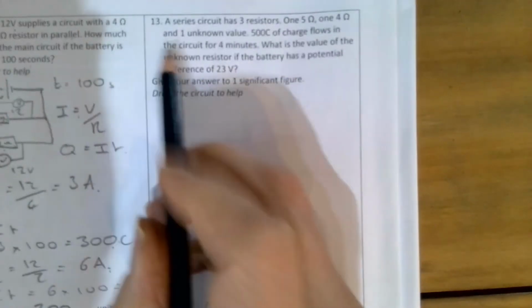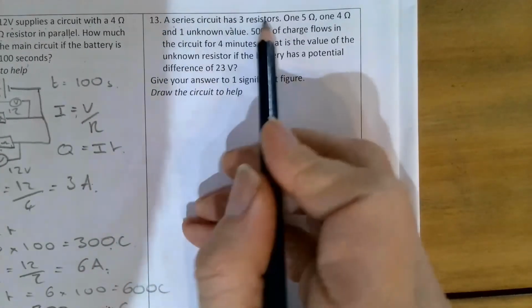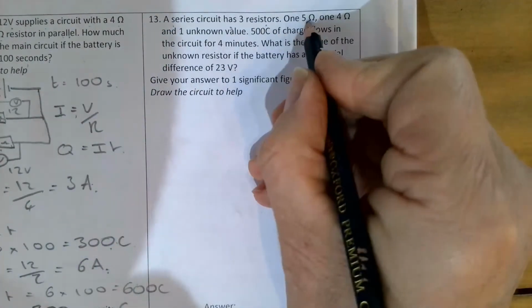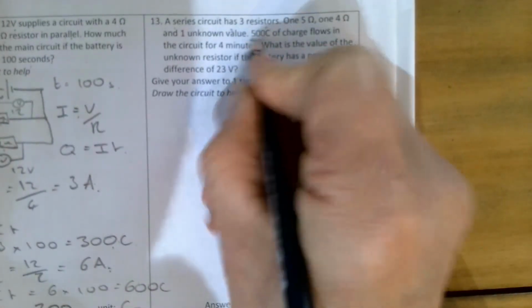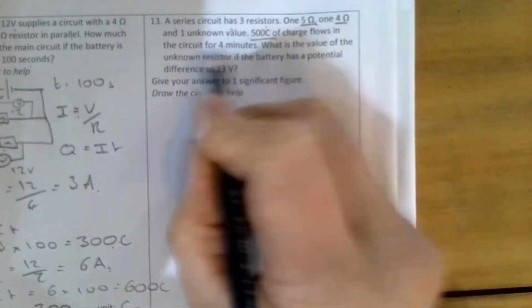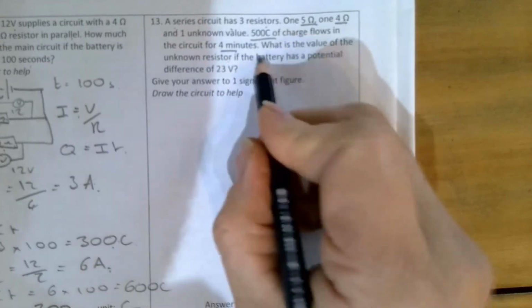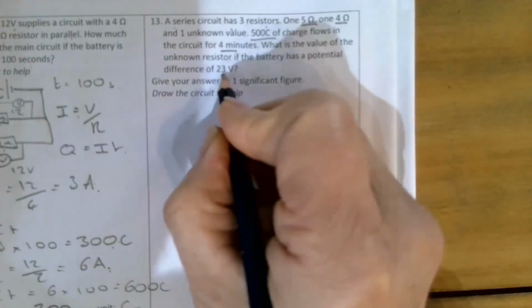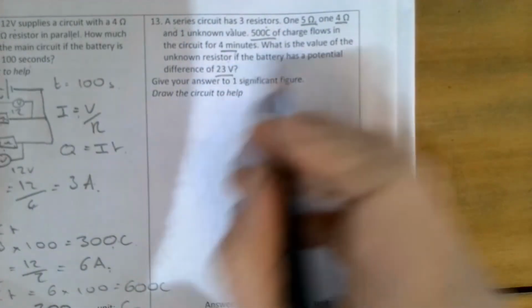Right. Now, 13. A series circuit has 3 resistors, one 5 ohm, one 4 ohm, and one unknown value. 500 coulombs of charge flows in the circuit for 4 minutes. What is the value of the unknown resistor if the battery has a potential of 23 volts? So you need to know the value R. So I'll call that R3.